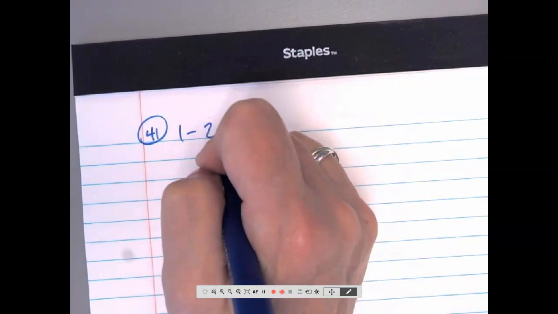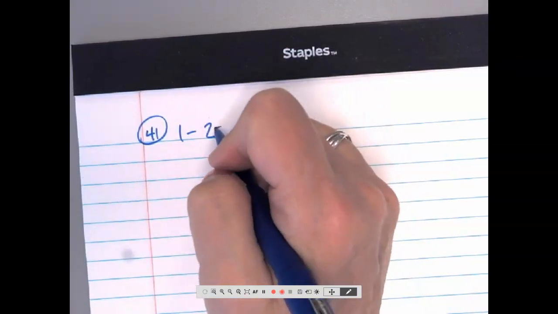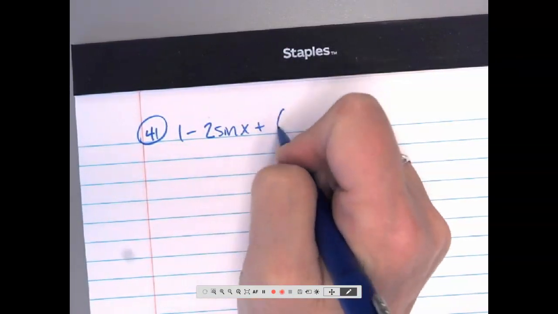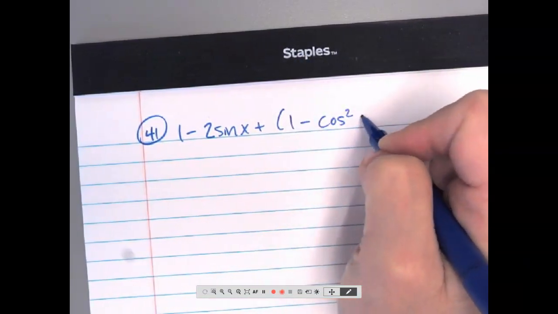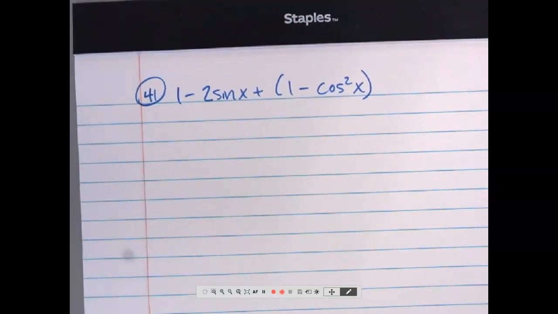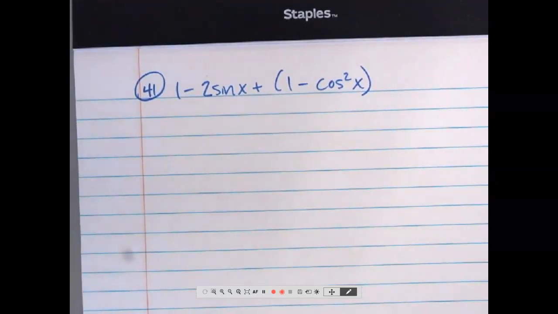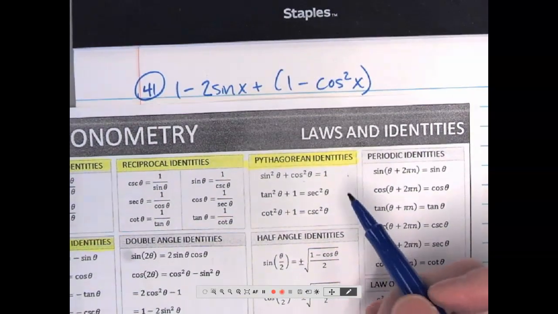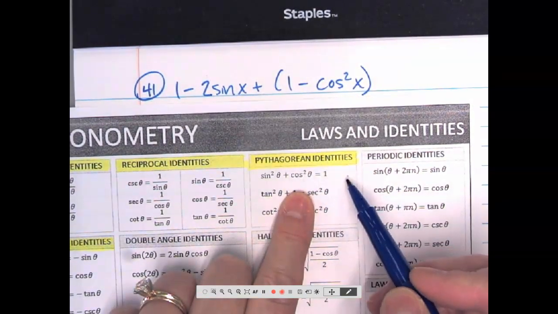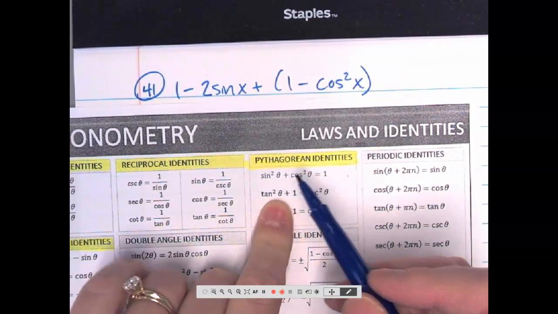One minus 2 sine x plus 1 minus cosine squared. Now, it was very nice of the textbook to put this 1 minus cosine squared in parentheses because I'm going to go to those Pythagorean identities and see that 1 minus cosine squared is the same as sine squared.